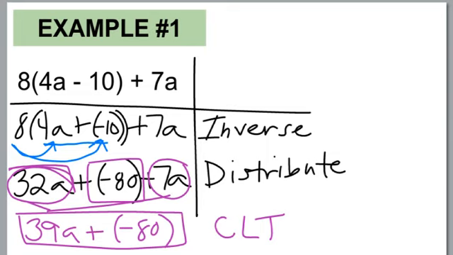So you can notice here, other than my little setup step, distributing is multiplication, combining like terms is addition. That's the order of operations. You multiply before you add. Easy.